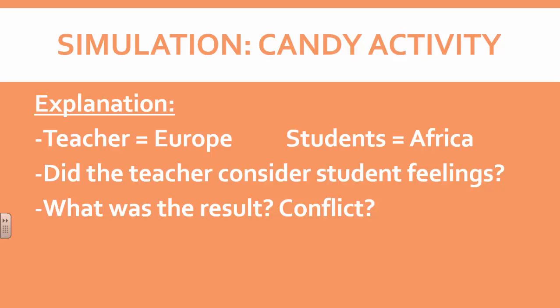What were the results of the new groups? Was there conflict in the class? In fact, this was what happened in Africa. Many wars and conflicts in Africa today can be traced back to the European partitioning of Africa.